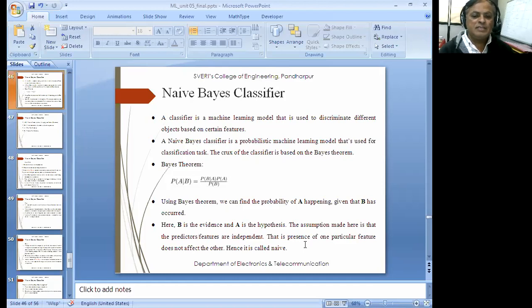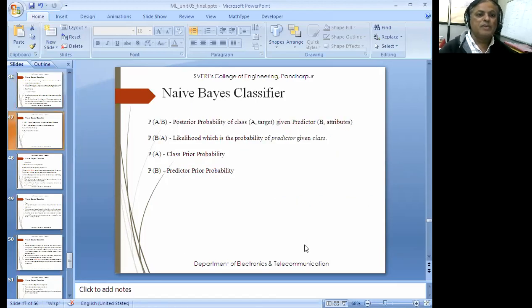That is, the presence of one particular feature does not affect the other, hence it is called naive. एक फीचर का प्रेजेंस दूसरे फीचर को अफेक्ट नहीं करता है, इसीलिए इसका नाम नेव बेस्ड क्लासिफायर है। नेव इसीलिए है क्योंकि द प्रेजेंस ऑफ वन पर्टिकुलर फीचर डज नॉट अफेक्ट द अदर फीचर। बेस इसीलिए है क्योंकि वो डिपेंड करता है बेस थ्योरम के ऊपर, है ना। और क्लासिफायर इसीलिए है क्योंकि वो क्लासिफिकेशन में सबसे ज्यादा इस्तेमाल होता है। सो दैट इज अबाउट द नेव बेस्ड क्लासिफायर. So this is what we have seen.